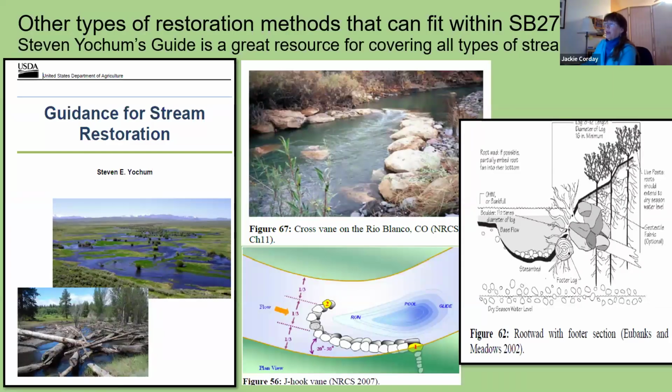So also important is that other types of restoration methods, ones that have been around for many decades, can also fit within SB 270. So I found that this particular guide, the Guidance for Stream Restoration by Steve Yoakum, who's with the Forest Service, is a great resource because it covers from A to Z of stream restoration approaches, including traditional approaches like cross veins and J hooks and root wads and these kinds of things to increase the complexity of habitat for trout in streams. So those also are able to fit within SB 270.